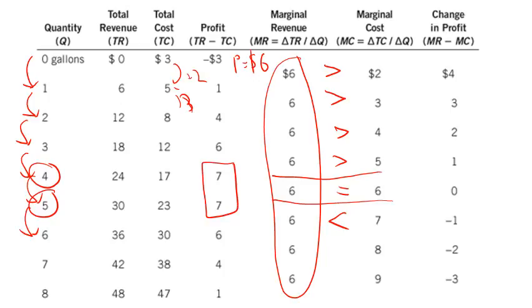Notice, I found the profit maximum quantity was 4 or 5 without looking at profit. I did it by comparing marginal revenue and marginal cost. I found the last unit where price was above marginal cost, and I found the unit where price equaled marginal cost. Both of those give us the profit maximizing quantity. In this case, we have two quantities that maximize profit.